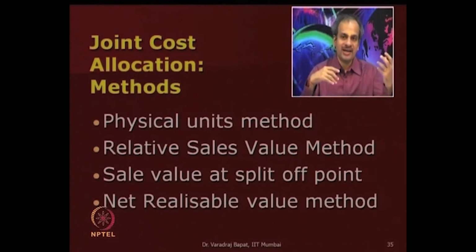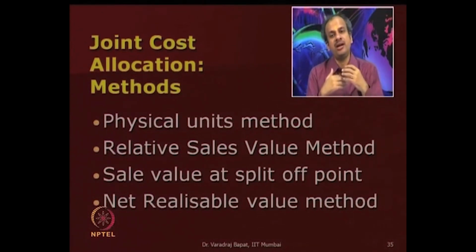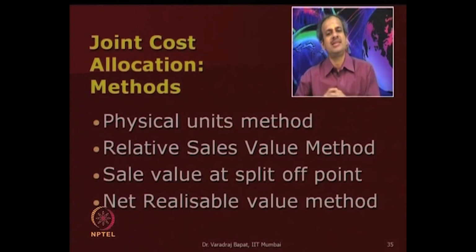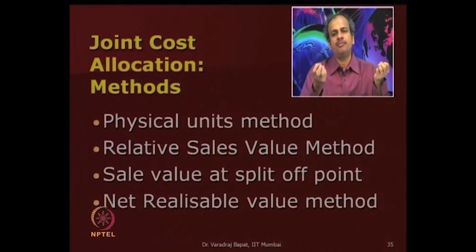We may also get a very refined form of fuel known as aviation fuel, which is for airlines. That may be even far more costly. But the physical unit method allocates the same cost on a per unit basis. So though it is very simple, the cost which is charged may not be appropriate considering the economic realities.